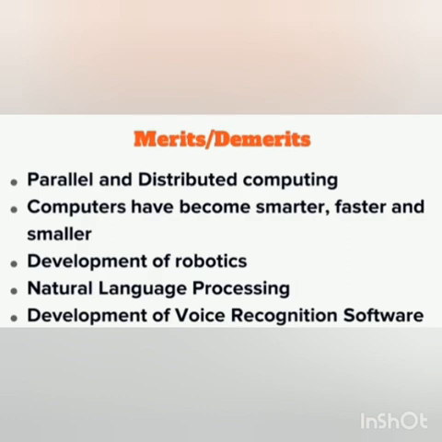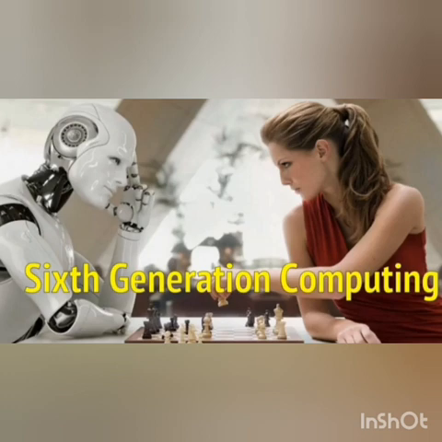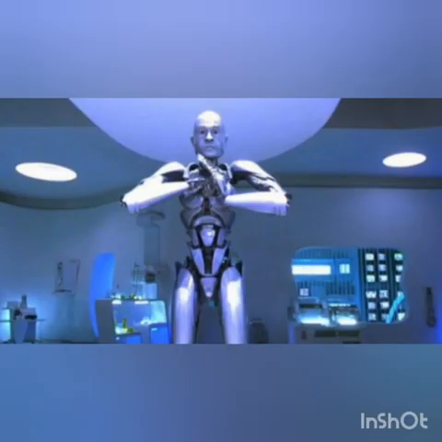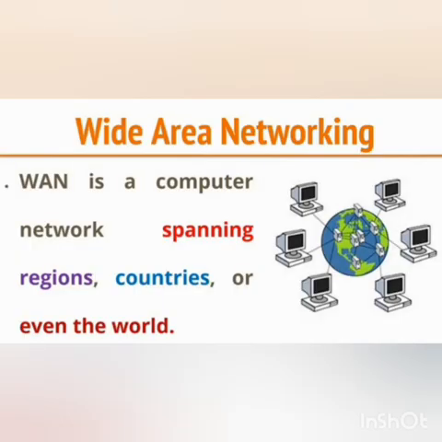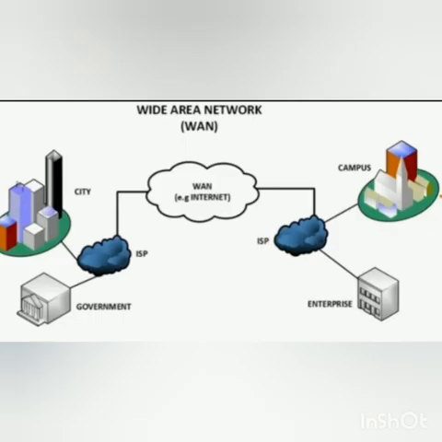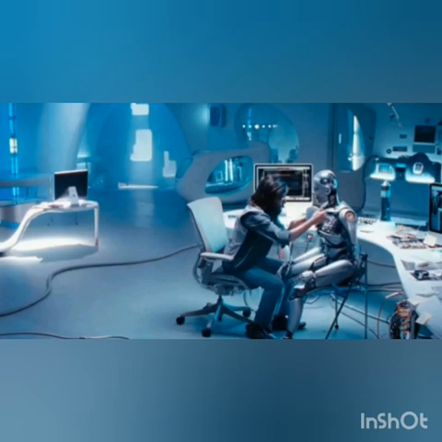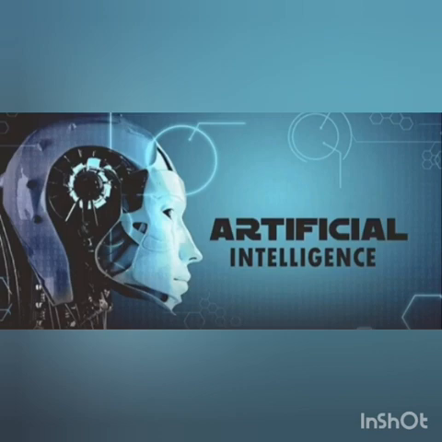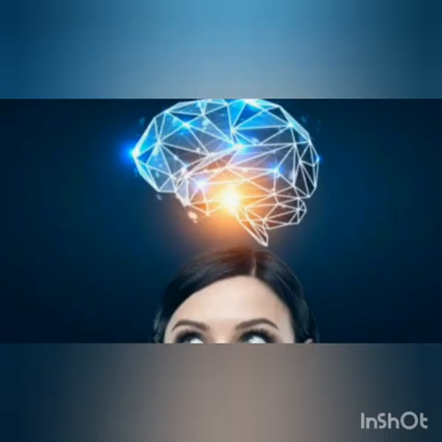So in the sixth generation, computers could be defined as an era of intelligent computers based on artificial neural networks. One of the most dramatic changes in the sixth generation will be the explosive growth of wide area networking. Natural language processing is a component of artificial intelligence. It provides the ability to develop computer programs to understand human language.